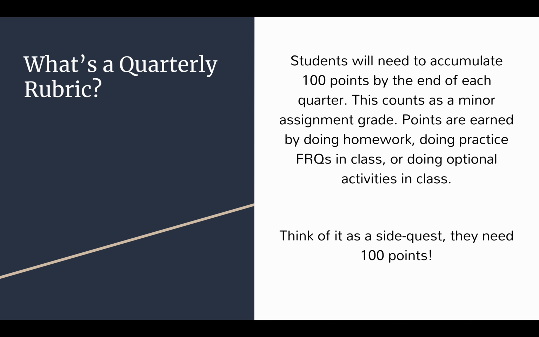If they don't get 100 points by the end of the quarter, I just give them whatever they have at the end of the quarter. So if they have 5 points on their rubric, then they're getting a 5.